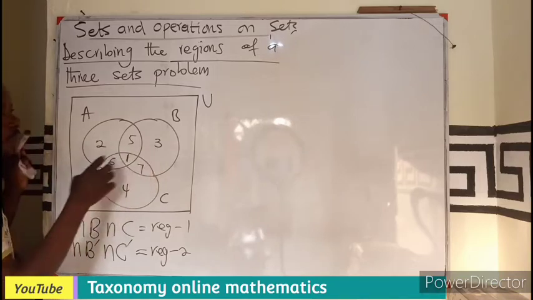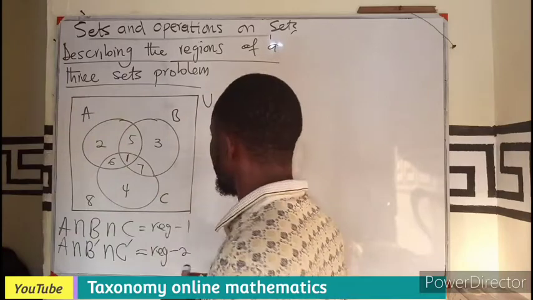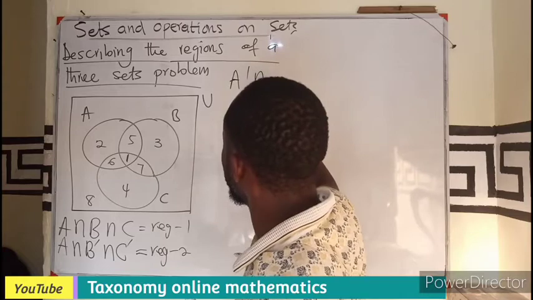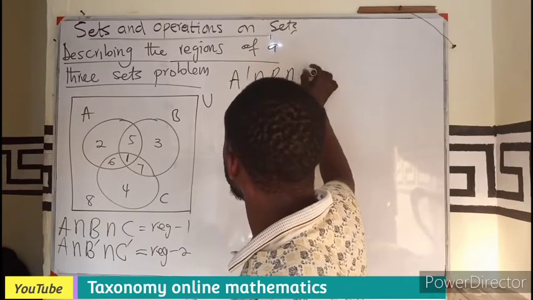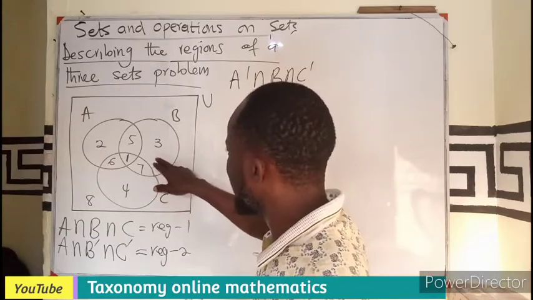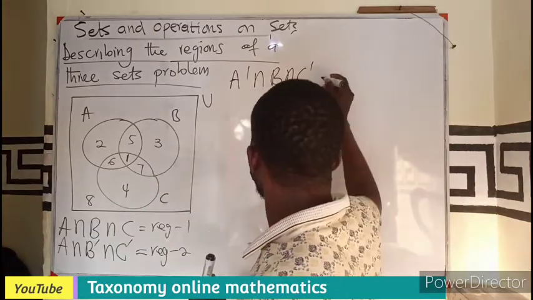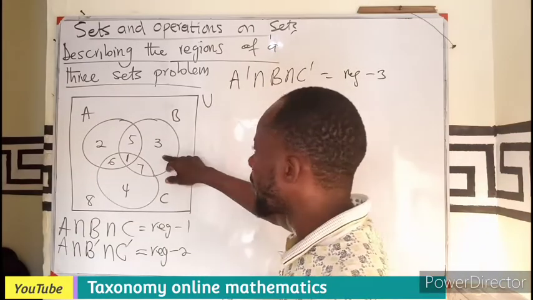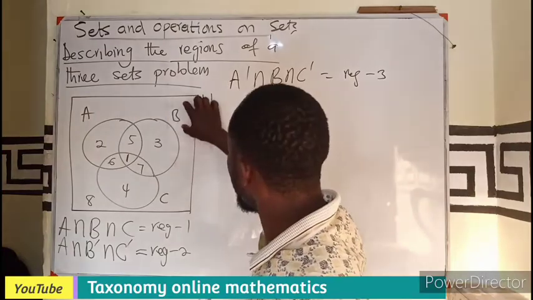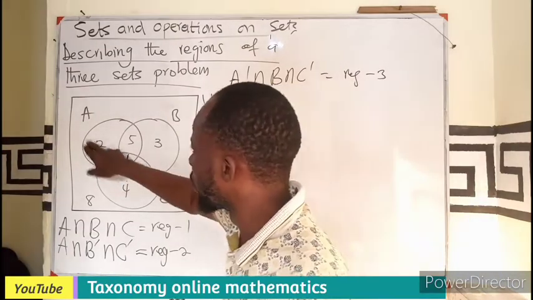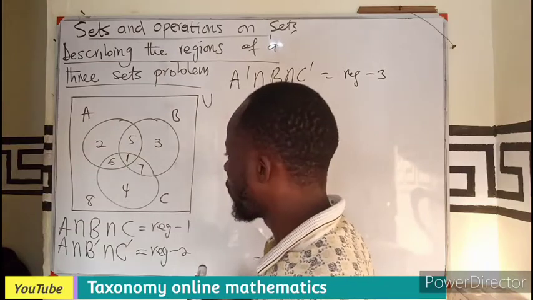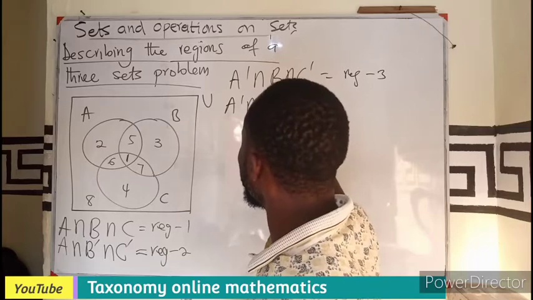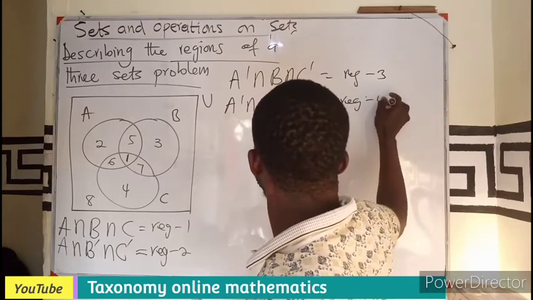Now, if I want to describe region 3, that is going to be A complement intersection B intersection C complement. This is going to be our region 3. We can also call it only B. And here could also be only A. Then if you are coming to 4, that will be A complement intersection B complement intersection C, which will give us region 4.